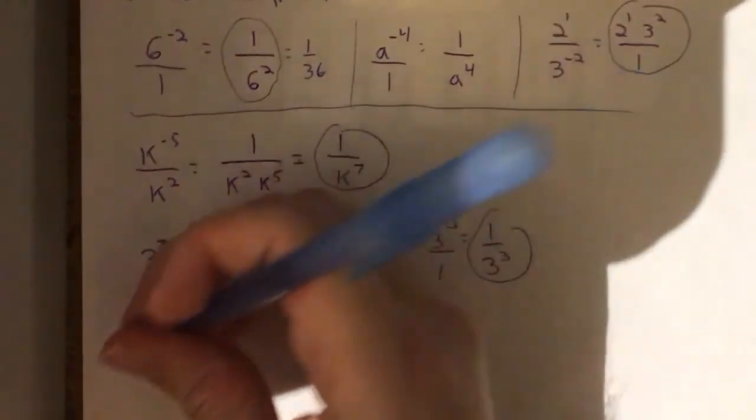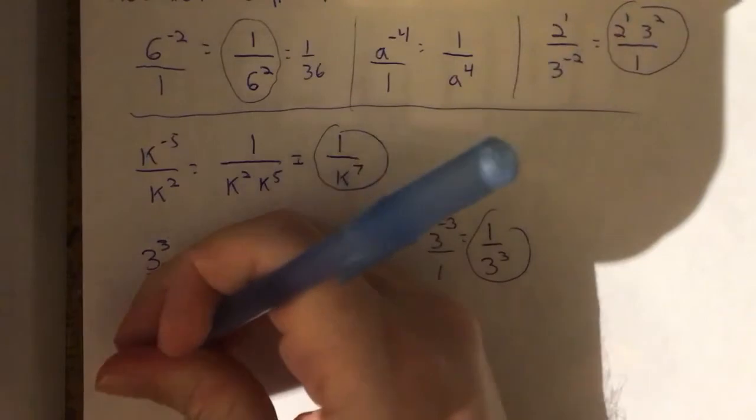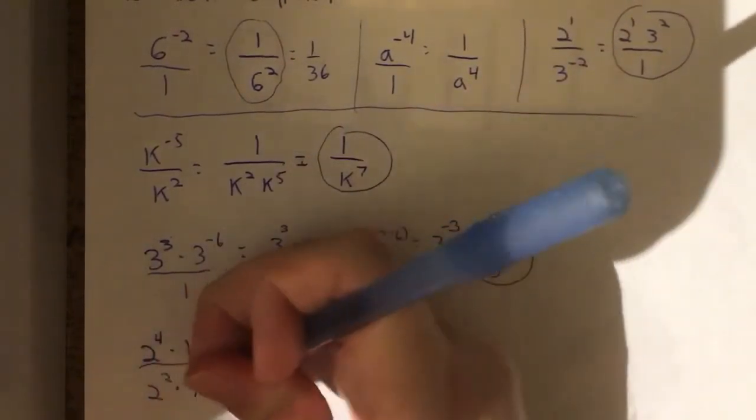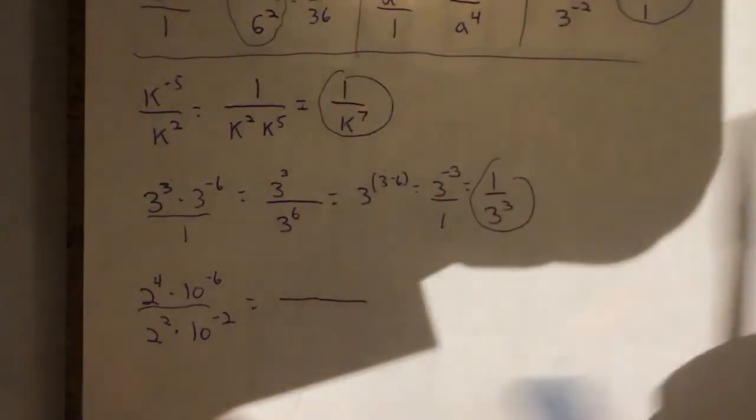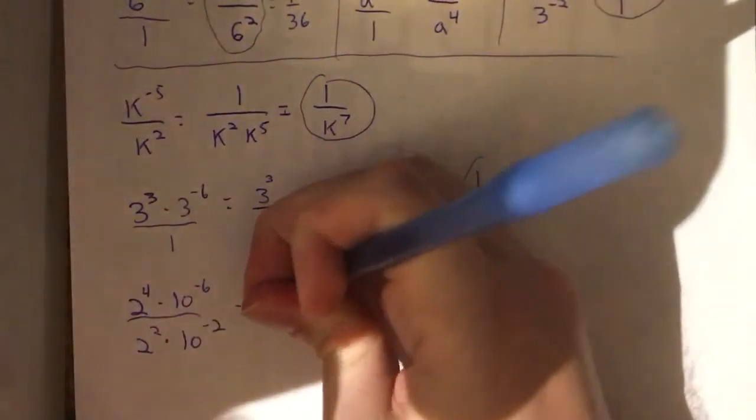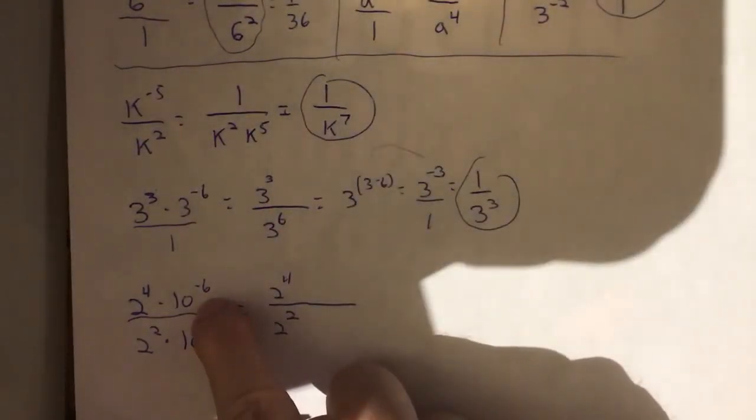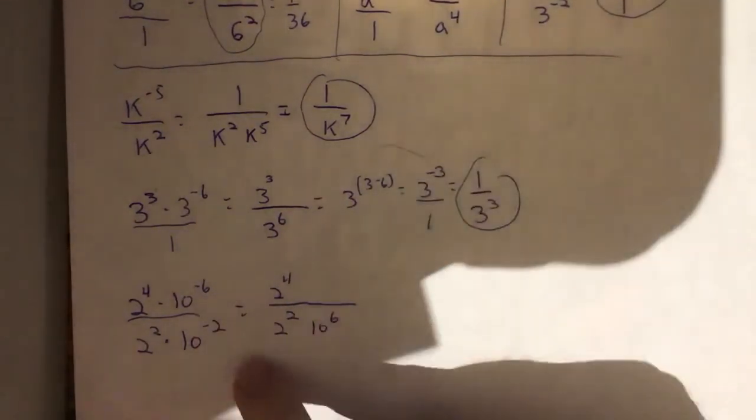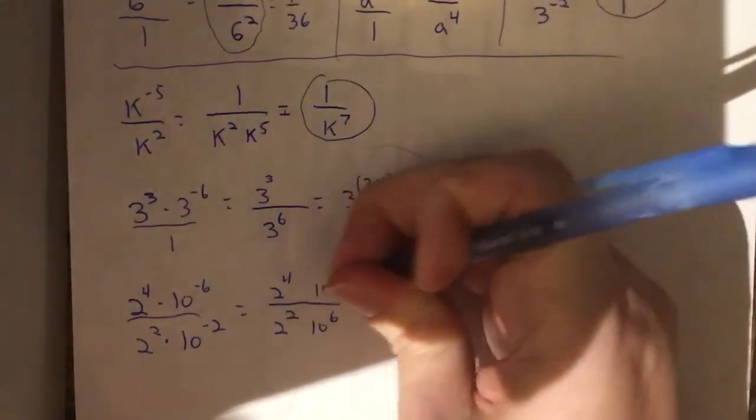Last one we'll look at. 2 to the 4th times 10 to the negative 6 over 2 squared times 10 to the negative 2. First thing I'm going to do, rewrite everything with a positive exponent. So the 2, I leave alone. I leave this 2 alone. 10 to the negative 6. Since it's negative on the top, it's positive in the bottom part of the fraction. 10 to the negative 2. Since it's negative in the denominator, it's positive in the top part of the fraction.